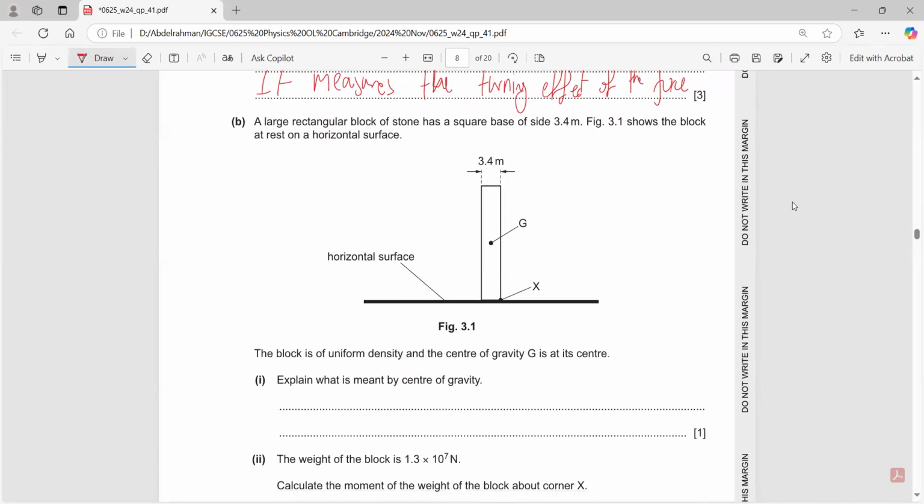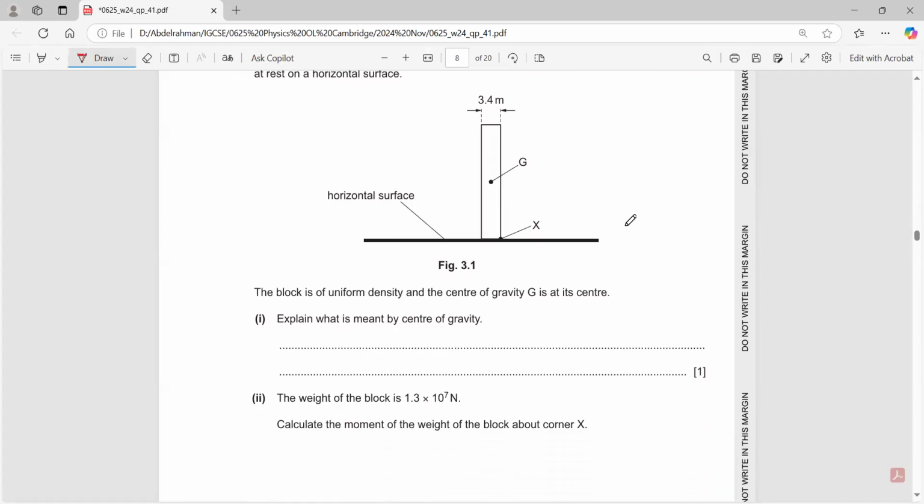A large rectangular block of stone has a square base of side 3.4 meters. Okay, figure 3.1 shows the block at rest. Explain what is meant by the center of gravity. Center of gravity is the point at which all of the weight is considered to act. Okay, point at which all of the weight is considered to act.